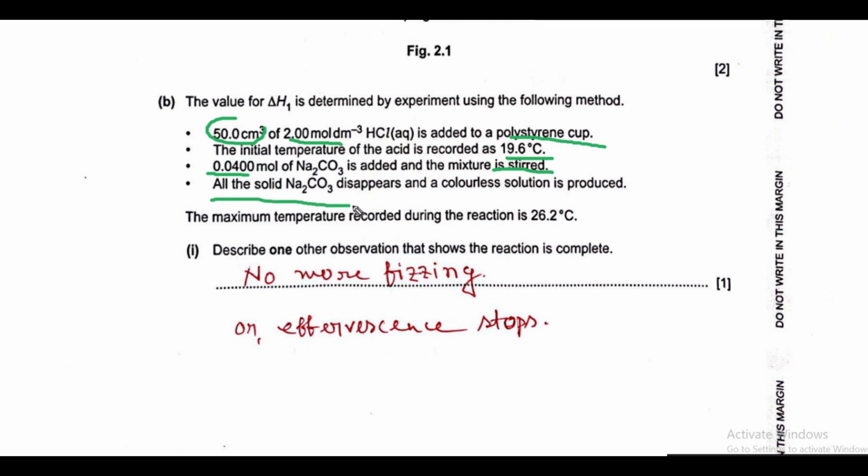All the solid sodium carbonate dissolves and a colorless solution is produced. The maximum temperature recorded during this reaction is 26.2 degrees centigrade. So here what is given? Volume of hydrochloric acid and concentration is given. Initial temperature is given and this final temperature is also given. Sodium carbonate mole is given.